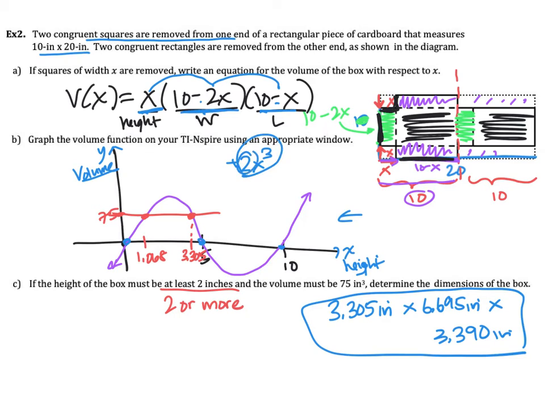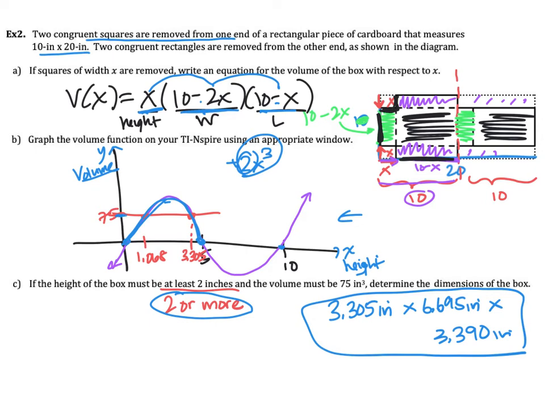Again, you're going to have your calculator though, so you can graph it, but you should know that your answers are going to be in between 0 and 5, so it just helps you to decide on your window. So part C says if the height of the box must be at least 2 inches, so 2 or more inches is what at least means, and the volume must be 75 inches cubed, determine the dimensions of the box.